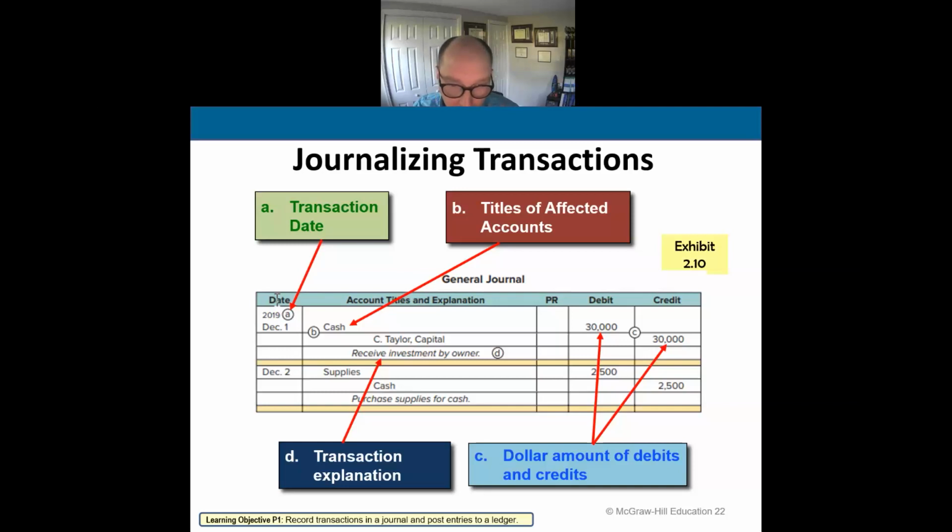And then the fourth step is a note. The note explains the transaction and what the transaction was for. Notes are really important because sometimes you'll forget what it was for. Gotta have notes.